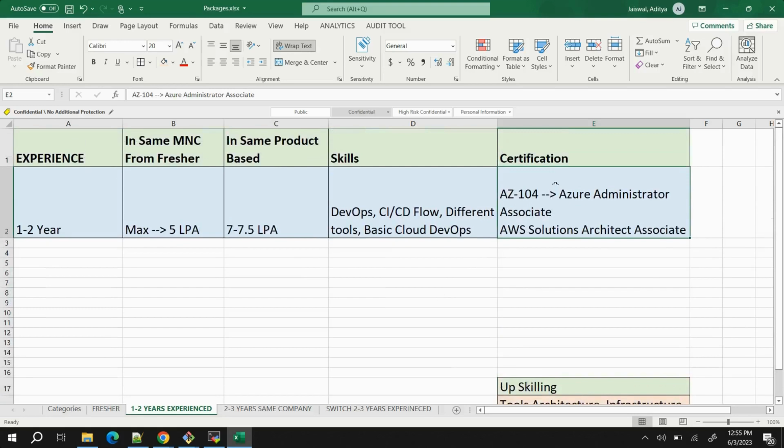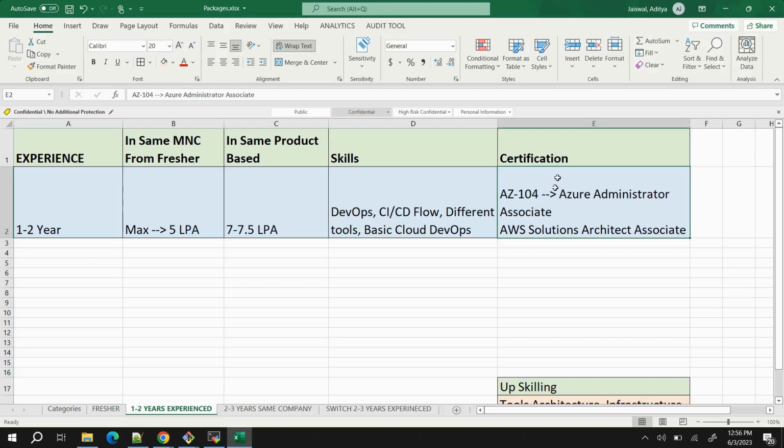Okay, then coming to certification, after 2 years experience, in the previous 1 year experience, you already did the fundamentals certifications, which are Azure AZ-900 and AWS Cloud Practitioner. Okay, so in case of an experienced person, you should go for AZ-104, which is for the administrator associate. It's like an admin sort of thing, but it's not so easy. You need to study a lot to qualify the exam.